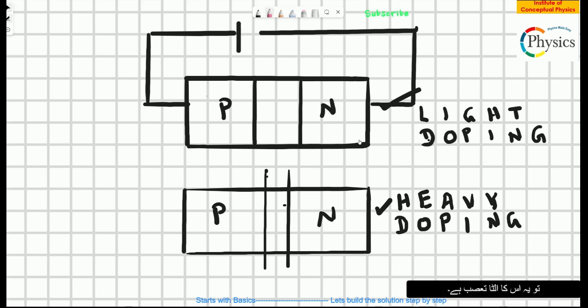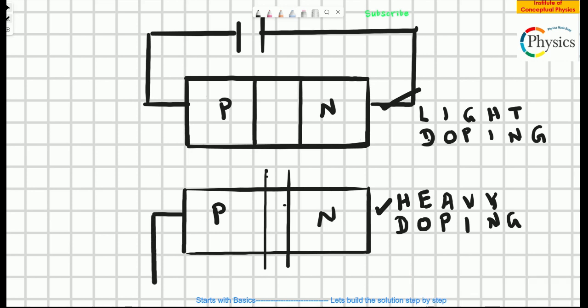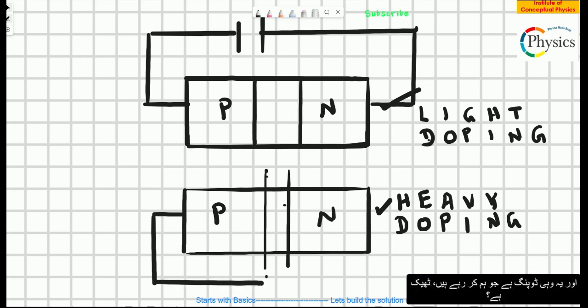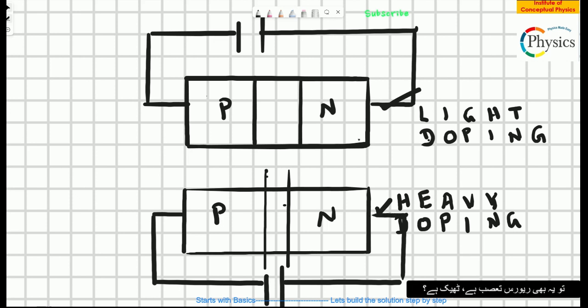So this is the reverse biasing of the lightly doped PN junction diode, and let me reverse bias the heavily doped PN junction diode, right? So let me just connect this, and this is the doping we are doing, okay? All right, so this is also reverse bias, right?